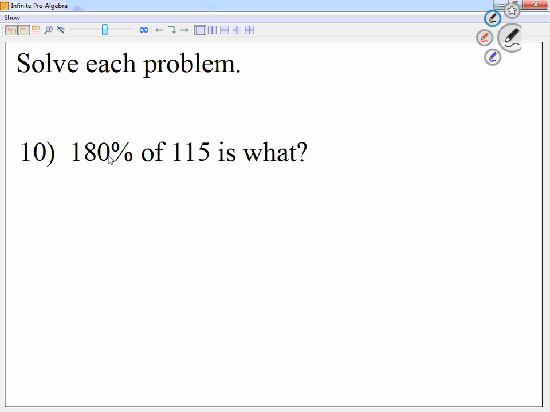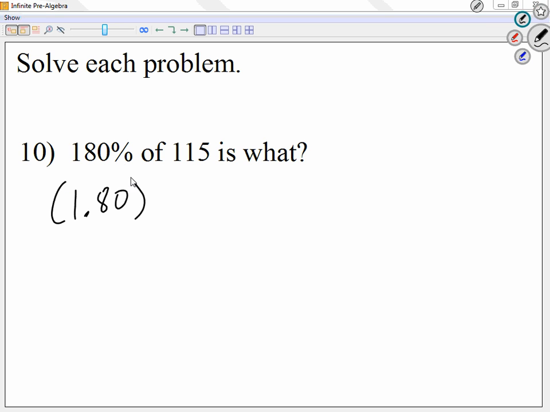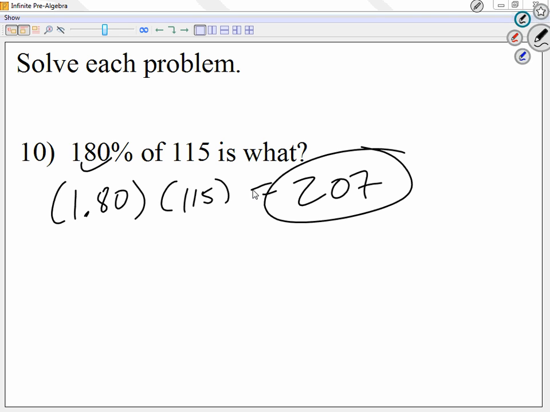I'm giving you guys a percent. We want to find out what's 180% of 115. So 180%, let me write this as 1.80. Remember, I just move it 2 places to the left. Not all the way to the front, just 2 places. So 1.80 times 115. This one I don't get a decimal. I get 207. And that's it. This time around, I did not get a decimal.